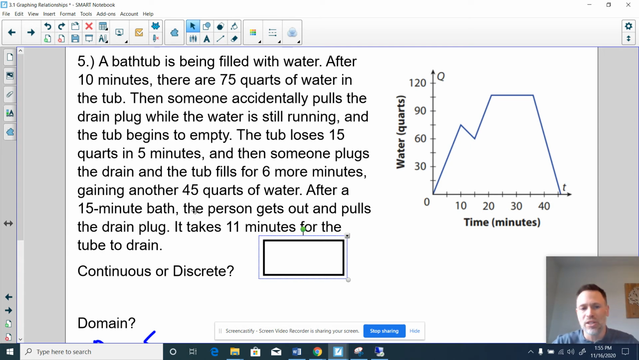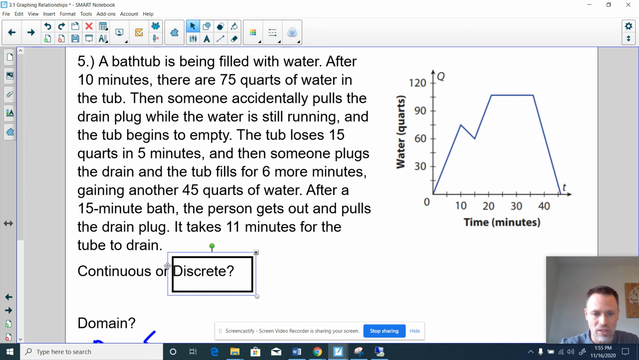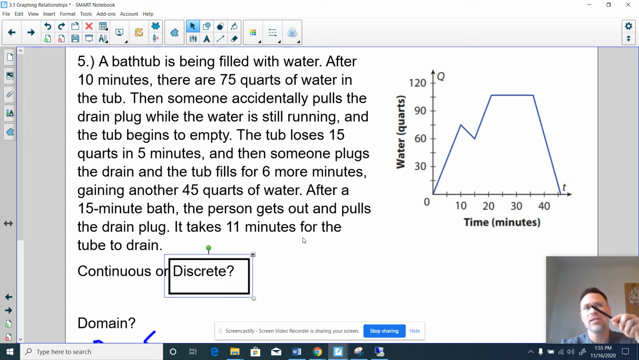All right, so we have a whole bunch of details here, which we're going to go back and gather up. But basically, this is a situation where we have water in a tub. Now think about if this was going to be discrete, right? What that means is that somehow, miraculously, we would go from no water in the tub, and then in the blink of an eye there'd be 75 quarts of water in the tub. So that doesn't exist. That's like magic. That doesn't happen, right? It fills up over time.